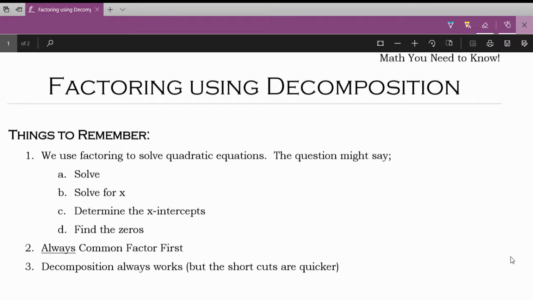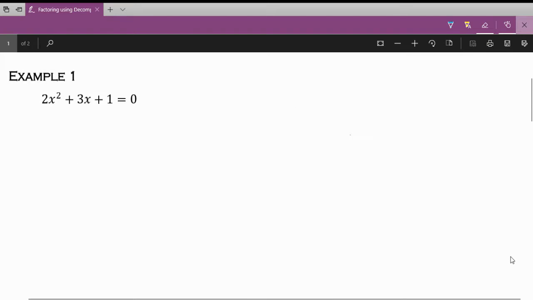So things we need to remember: always common factor first, and there are shortcuts. Decomposition will always work, but there are shortcuts that are quicker, and we will be going through some of those shortcuts in a future video. So let's go through some examples.